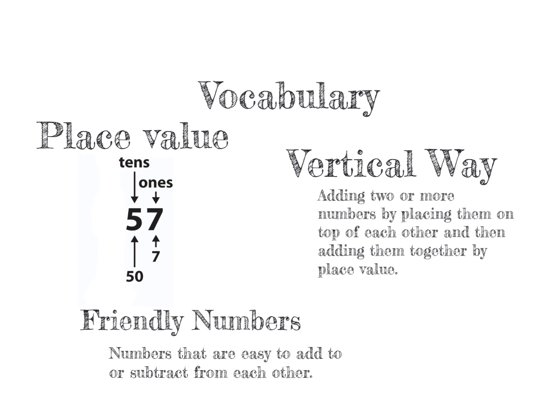Some vocabulary that will be helpful during this mathcast is place value. We have the ones place and the tens place. Vertical way: adding 2 or more numbers by placing them on top of each other and then adding them together by place value. Also, we'll be using friendly numbers, numbers that are easy to add or subtract from each other.